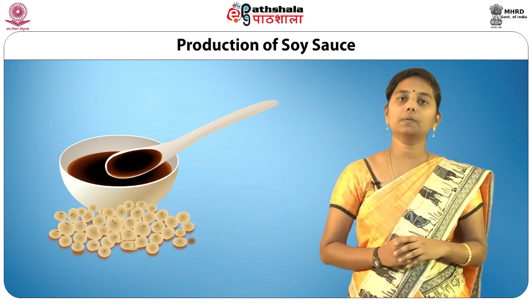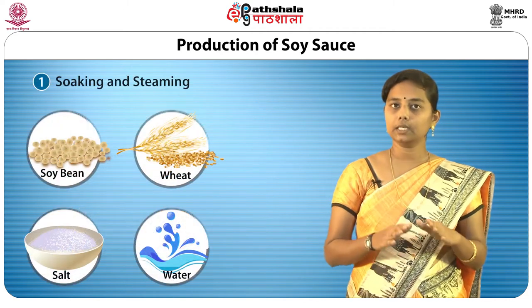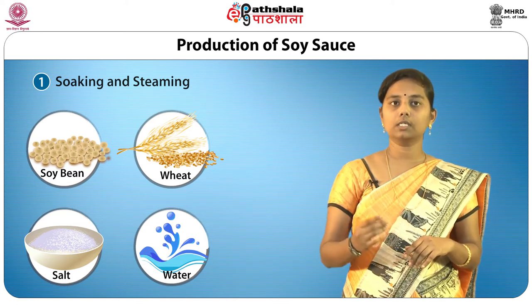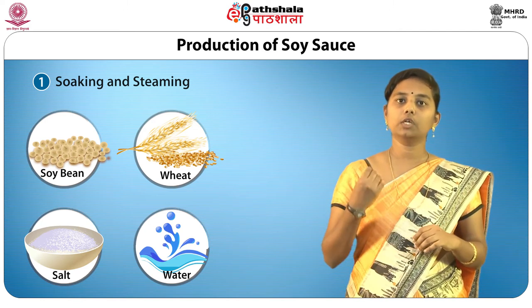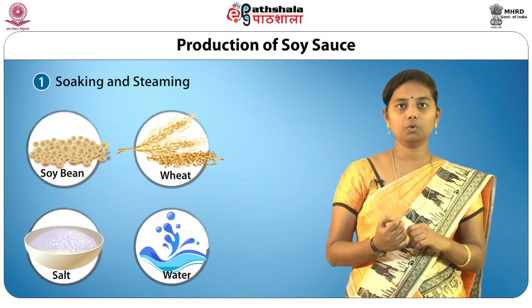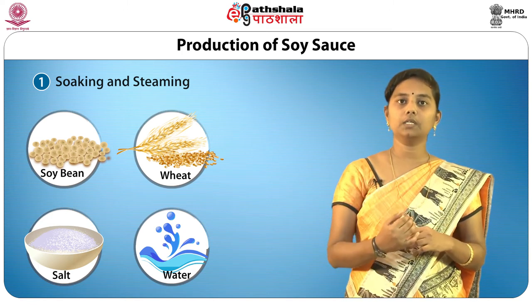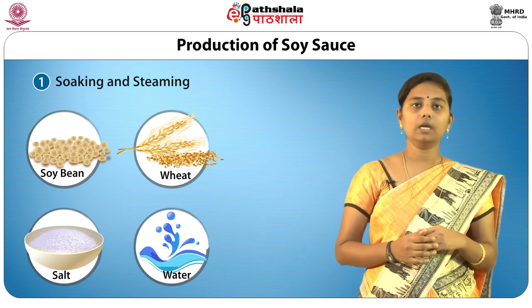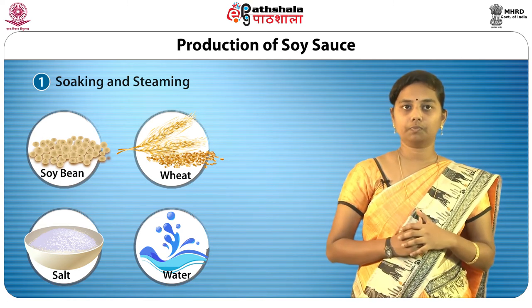Let us discuss the steps involved in the modern method of soy sauce production. The basic ingredients for soy sauce making are soybean, wheat, salt, and water. The carbohydrate in wheat imparts soy sauce a pleasant aroma. The starch in wheat is converted into glucose by the action of amylase from the malt, which adds a sweetness to the sauce. The addition of brine solution prevents the entry of destructive microorganisms and also acts as a preservative.